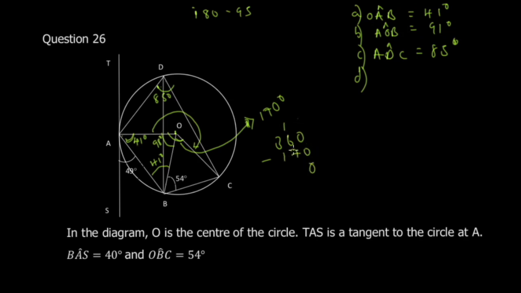So 0 here, that's 9 here, that's 2 here, that's 190. So reflex AOC is equal to 190 degrees. So this is it. Let's quickly move to the next question.